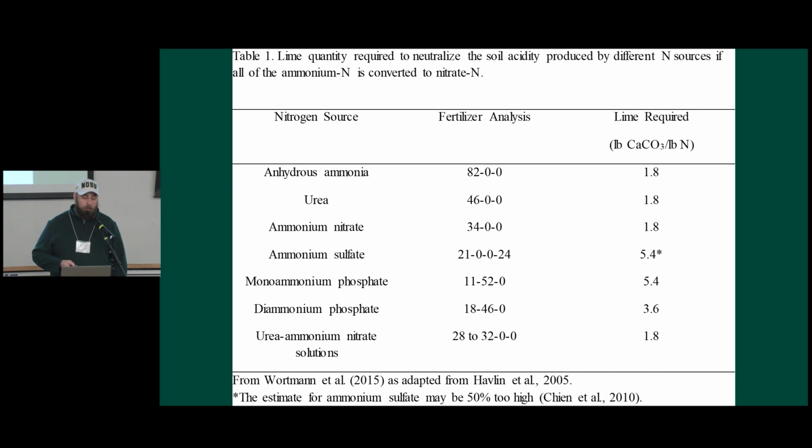So different nitrogen sources are going to have different levels of acidification. AMS is one of the bigger ones, up to 5.4 pounds of lime required for every pound of nitrogen in that form of AMS. MAP fertilizer, right? So we don't think about the nitrogen in MAP too often, but in 11-52-0, for that 11 part right there, for each pound of nitrogen in MAP, we need 5.4 pounds of lime to neutralize that acidity, right?